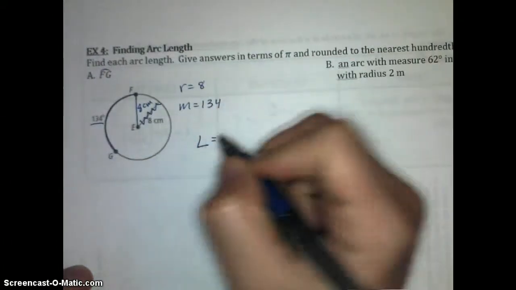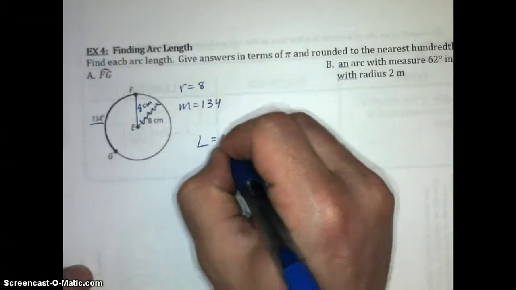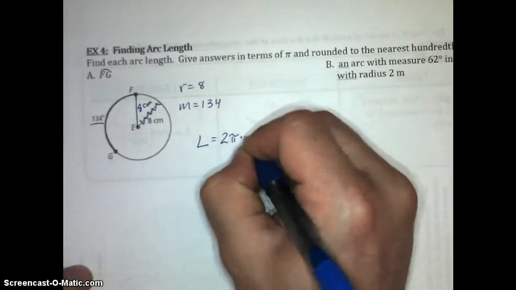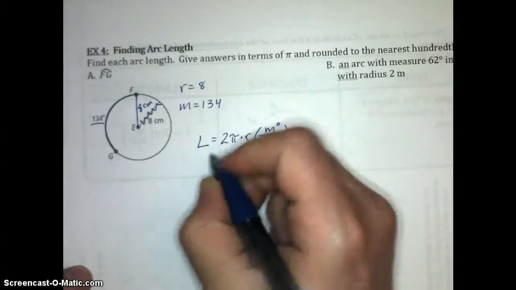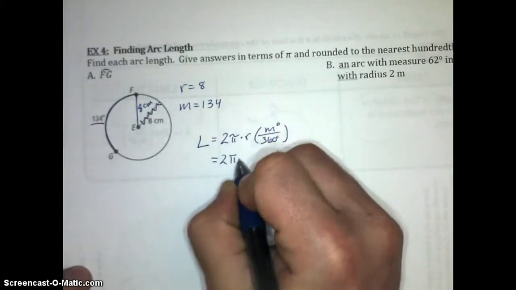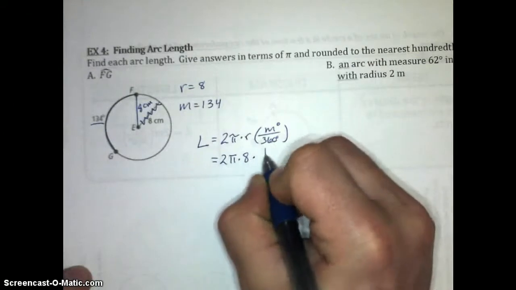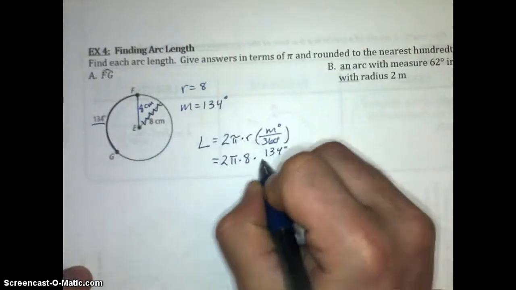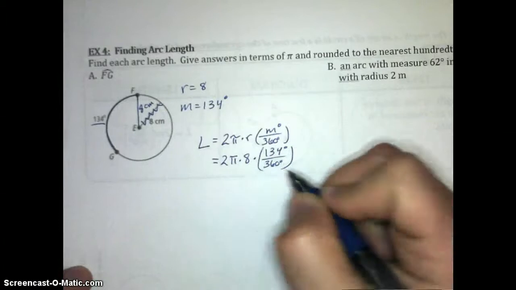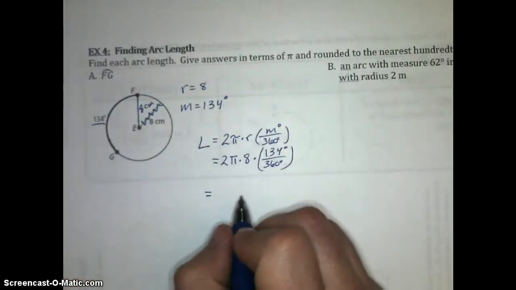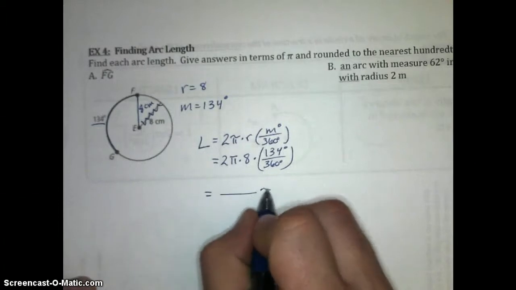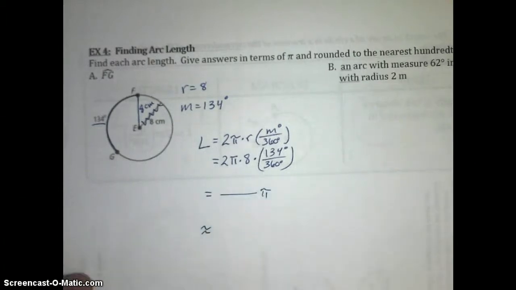Arc length equals 2 pi times our radius times m degrees out of 360. So we fill in what we know. 2 pi times 8 times 134 degrees out of 360 degrees. And when you reduce all that, we can write our answer in terms of pi. Again, write it as a reduced fraction times pi. And then we can round that to the nearest hundredth. So why don't you do those calculations, pause the video if you need more time, and when you are ready, click play, and we should get the following answer.